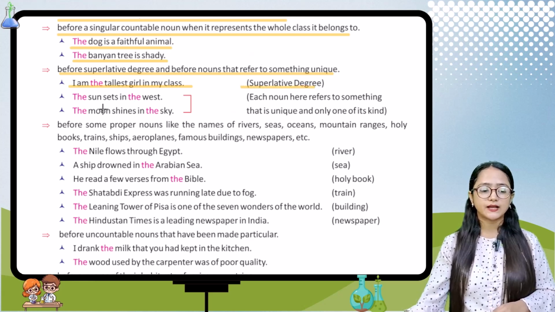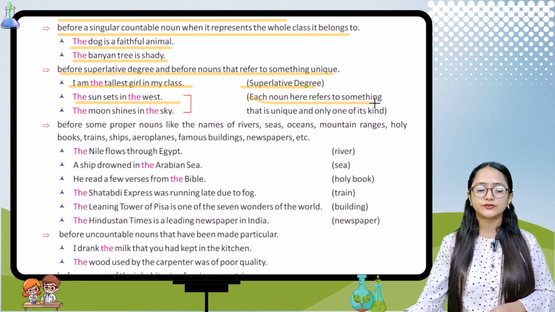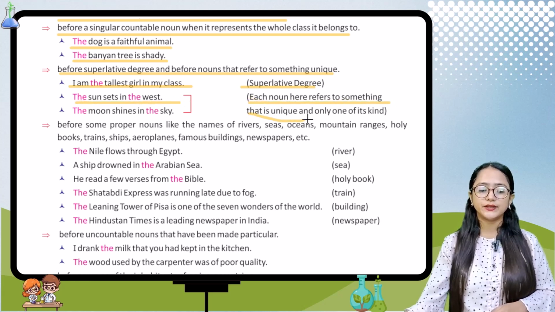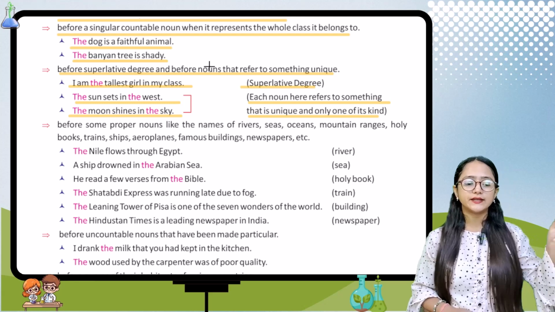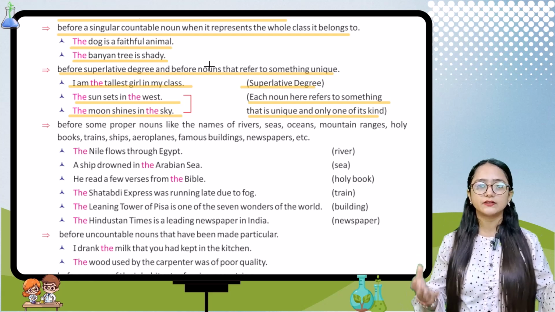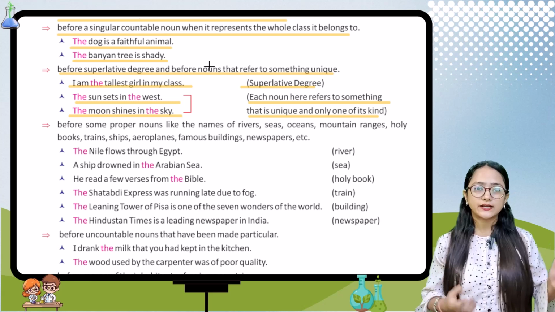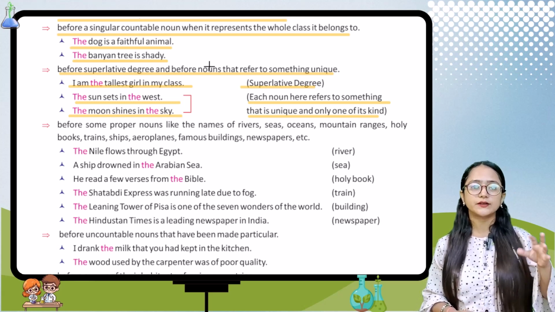Now the next example is the sun sets in the west. Each noun here refers to something that is unique and only one of its kind. Next example is the moon shines in the sky. So here you can clearly see that each noun refers to something special, something unique. So that's why you are using the before it, because it is a definite one only.